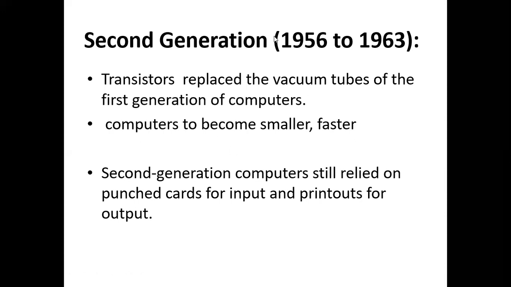Transistors were smaller than vacuum tubes. And this resulted in computers becoming smaller. As computers became smaller, even their performance improved. They also became faster.